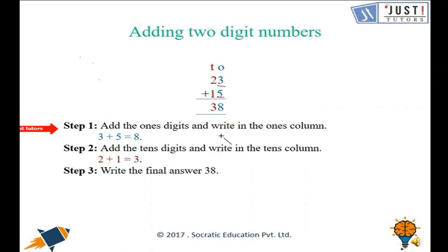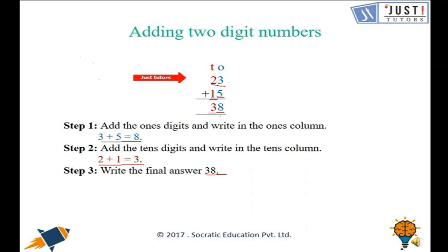So we will be adding them together and writing down in the ones column. So 3 add 5 is 8. So we will write 8 in the ones column, and then we will move forward towards the tens column. So in tens column we have 2 and 1. So 2 add 1 makes a 3, so we'll write 3 in the tens column. Therefore, we will get 38 as the final answer.